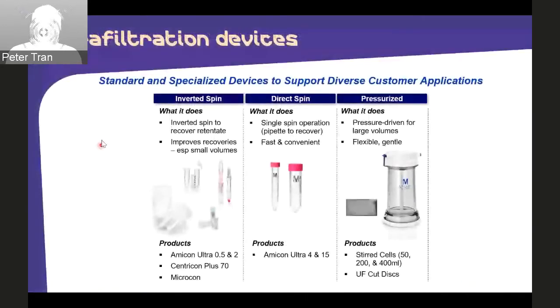Okay, next I want to show you different formats of ultrafiltration. There are inverted spin filters, and there are direct spin filters. With a little larger volume, there are pressurized devices, they call stirred cells. You can use a separate filter, and this filter is the only consumable. The system can be reusable. And the benefit of this system is the stirring, so you can mix the sample during ultrafiltration.